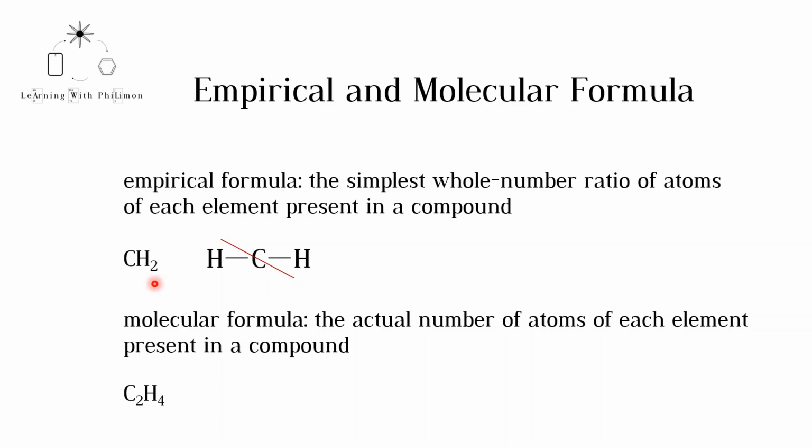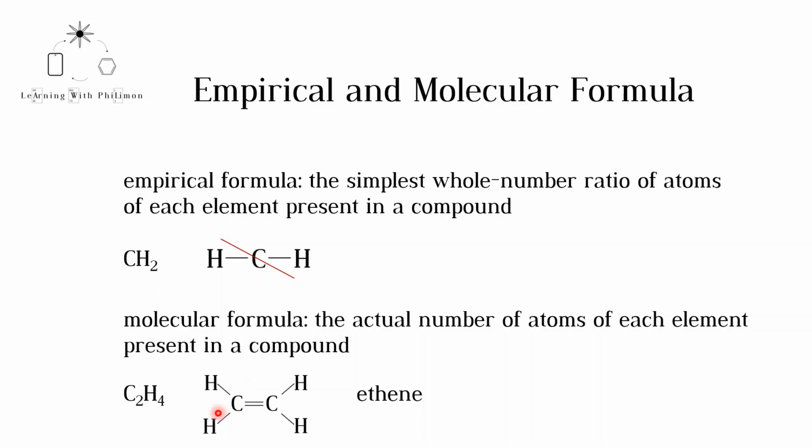C2H4 is an actual compound called ethene. So ethene has the molecular formula C2H4. This means that there are 2 carbon atoms and 4 hydrogen atoms in the compound. Ethene has an empirical formula of CH2, as for every 1 carbon, there are 2 hydrogen atoms.